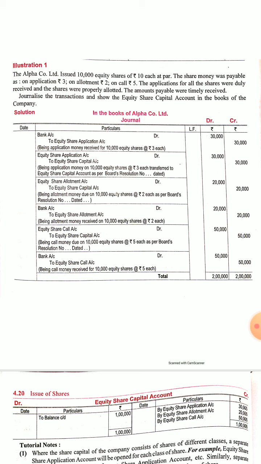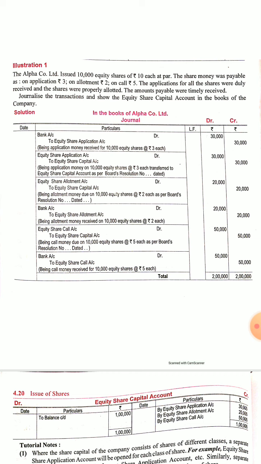Again, when shares are allotted, that means the company is registering the shareholder's name and selling the shares. Then some money is taken, and that is called allotment money. And after allotment, whenever the company thinks it needs capital, it calls the shareholders to deposit the remaining money, maybe in one or two calls. So this is called call money. So let's see how the entries have been made.